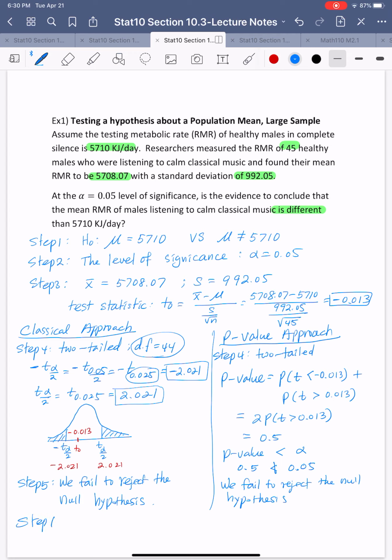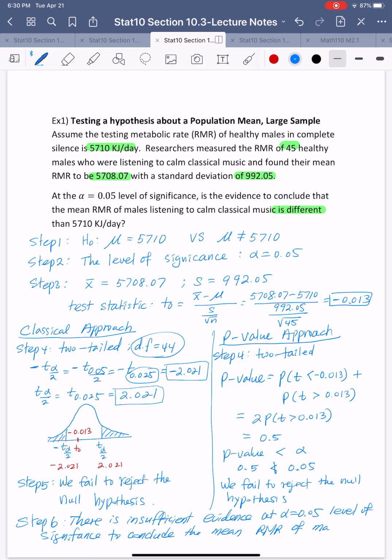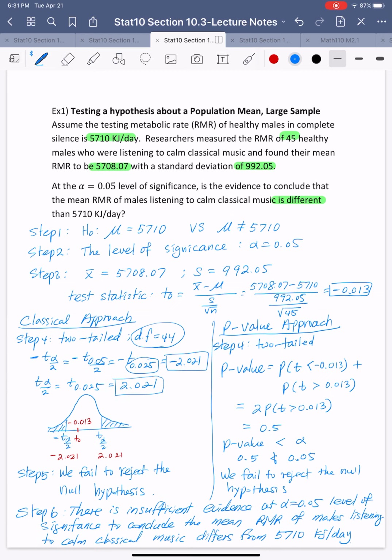So that is step 6 overall. You can get the steps overall, and then you can just say there is insufficient evidence at alpha equal to 0.05 level of significance to conclude the mean RMR of males listening to calm classical music differs from 5,710 kJ per day, which means I think it still stays the same. So we can say this is different right now, okay?